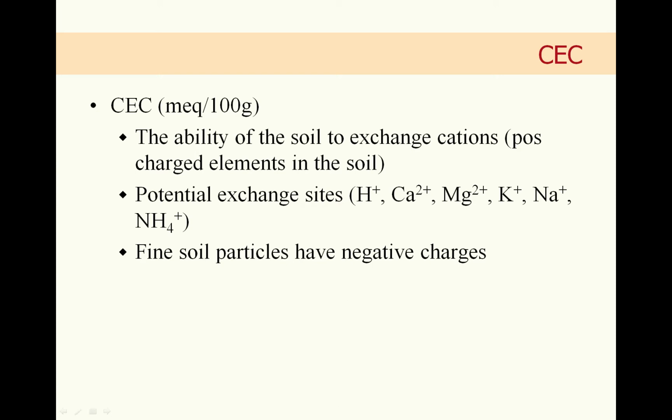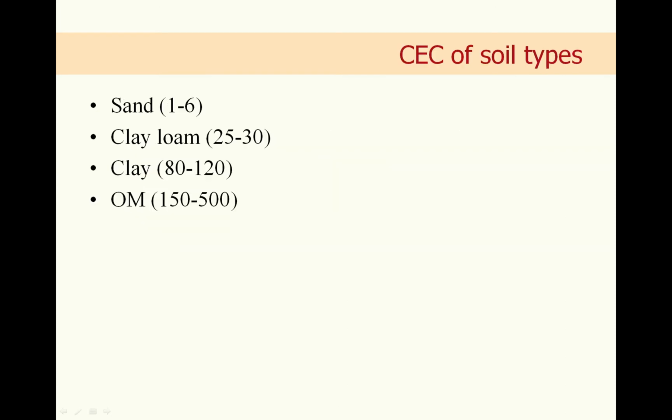These soil particles have negatively charged sites, and then these positive ions, such as those listed here, calcium, magnesium, sodium, and so forth, and some nitrogen sources like ammonium, can be held by the soil and then be available for plants. If they aren't held by the soil, they can't be available for plants. So higher CEC leads to better nutrient availability for the plant.